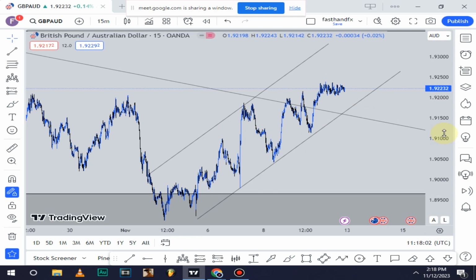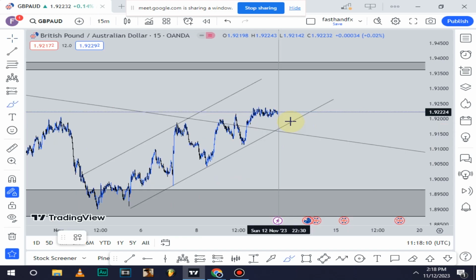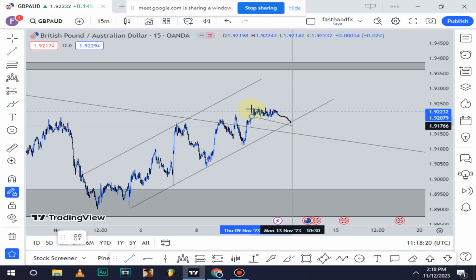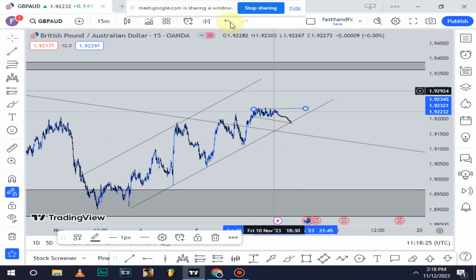So take that entry. We need that pullback. We need the correction to come to an end. We need the market to continue doing this, calm down right over there. We need to identify this as some sort of a correction phase, of course, and see how the market will be playing.